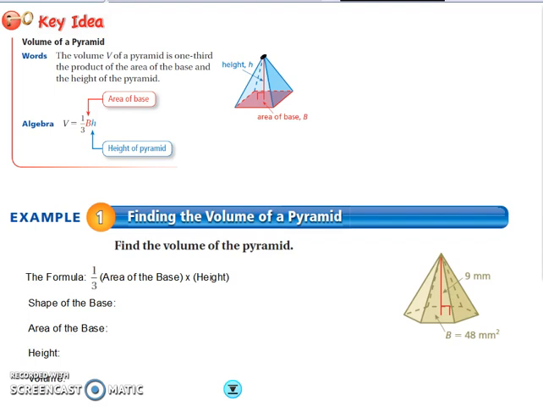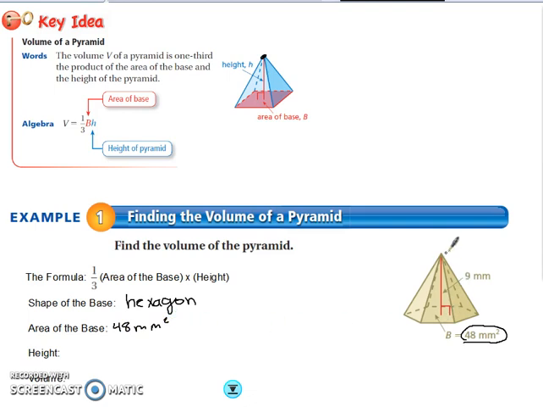Again, it's very similar to a prism. The only difference is that we have that factor of 1/3 because our figure comes to a point at the top. The shape of the base in this case, it has 1, 2, 3, 4, 5, 6 sides, which tells me that this base is a hexagon. Now we've already been told the area of the base, so we don't need to find that on our own. It is 48 square millimeters.